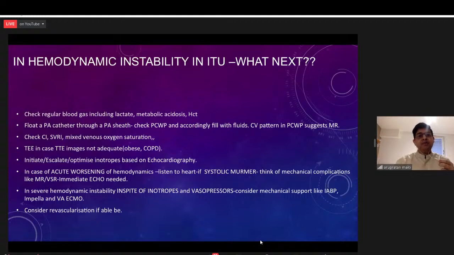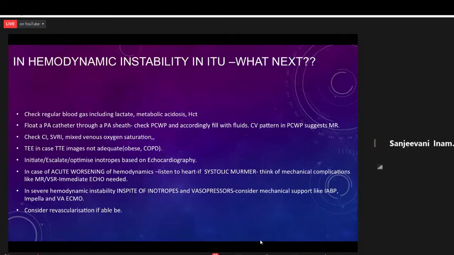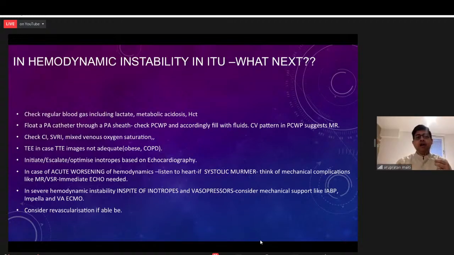But if the patient is still in gross hemodynamic instability in ITU, what next? Then check regular blood gases, including lactate and metabolic acidosis, and maintain the hematocrit. Float a PA catheter, check the pulmonary capillary wedge pressure, and check the LA pressure, to see how congested the lungs are. You can do an X-ray, and you can intubate the patient if the patient is not maintaining oxygen saturation, and go by the PCWP to fill with fluids or inotropes. In the pulmonary capillary wedge pressure, if there is acute MR, you can see a CV pattern.